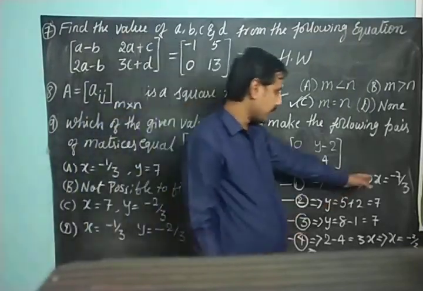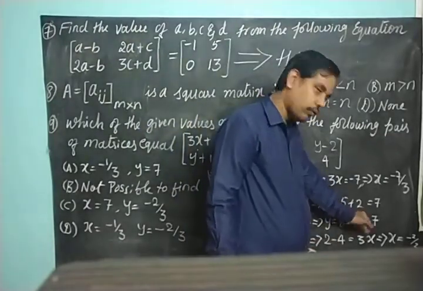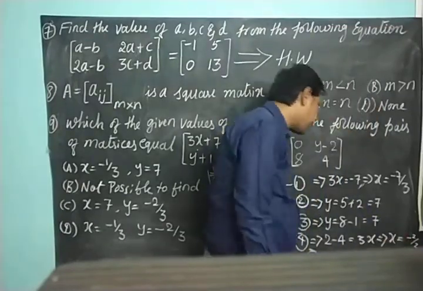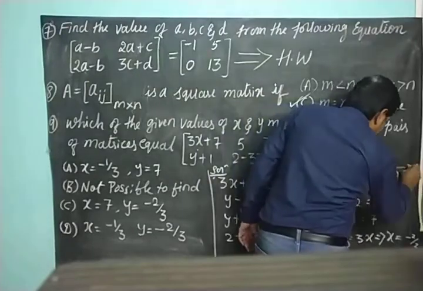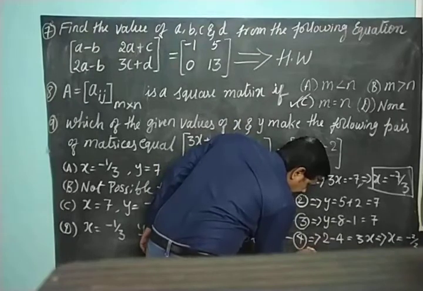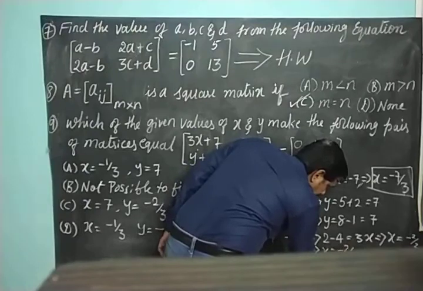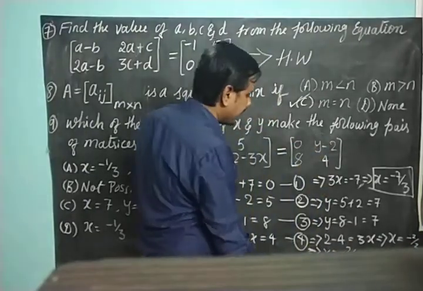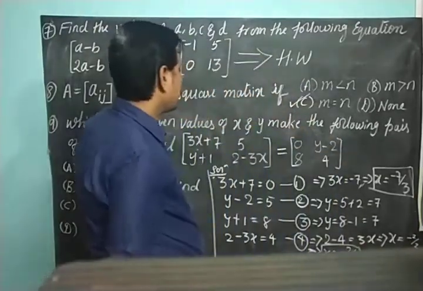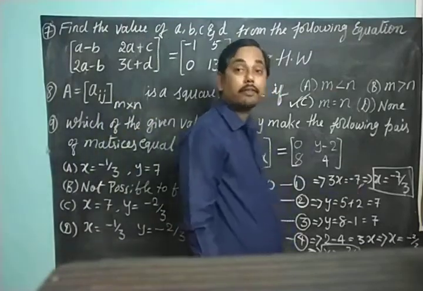X is equal to 7 by 3. Right? Y is equal to 7 here. Y is equal to 7 here. But what is the value of y here? Sorry, x here? Minus 2 by 3. Here x is minus 7 by 3, and from this x is minus 2 by 3. Right? So for the same variable we have two values of x, which is not possible.